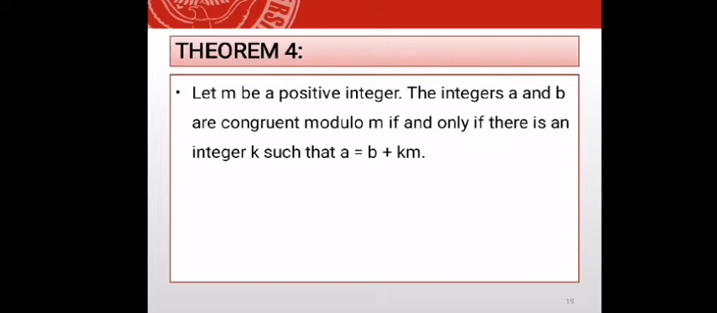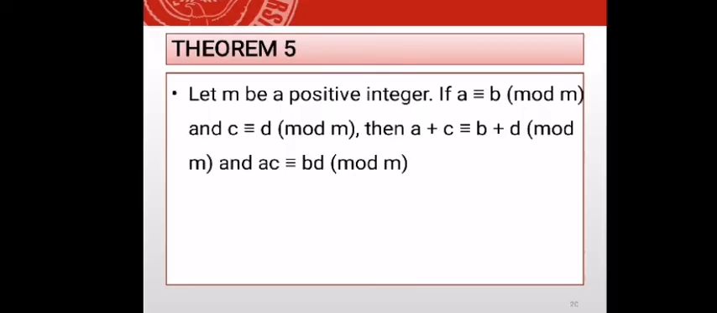Let m be a positive integer. The integers a and b are congruent modulo m if and only if there is an integer k such that a equals b plus km. Theorem 5.